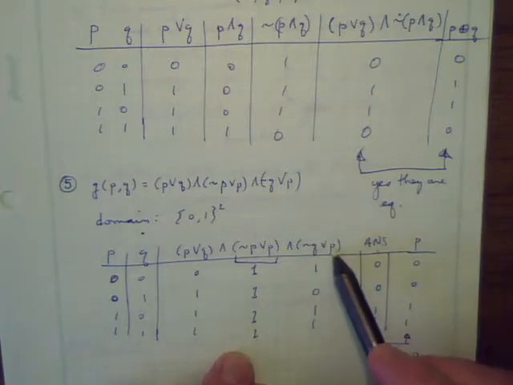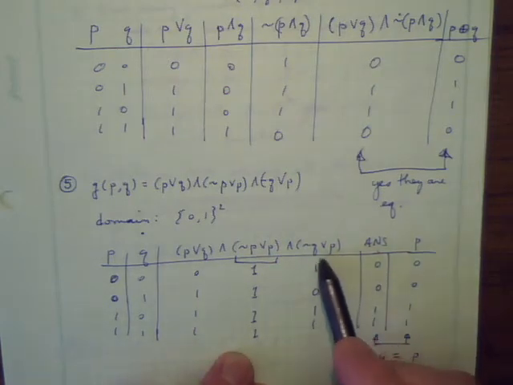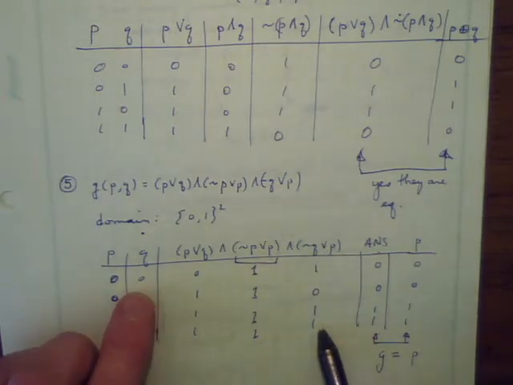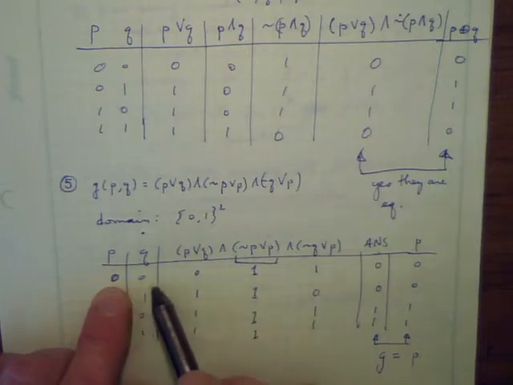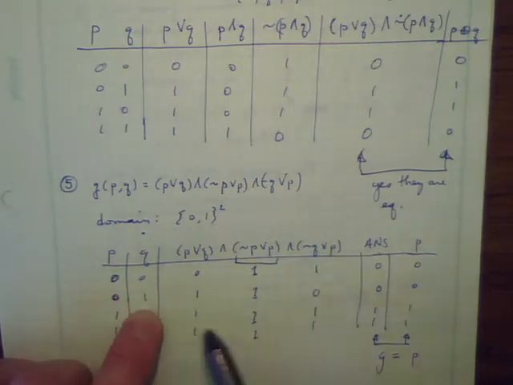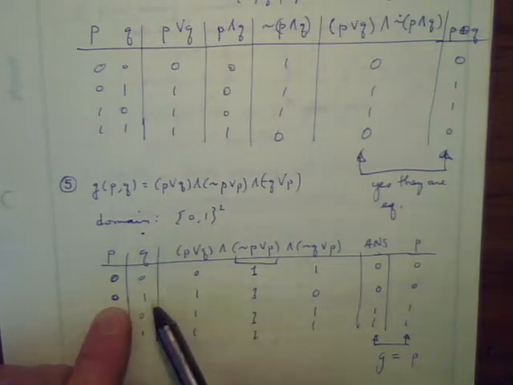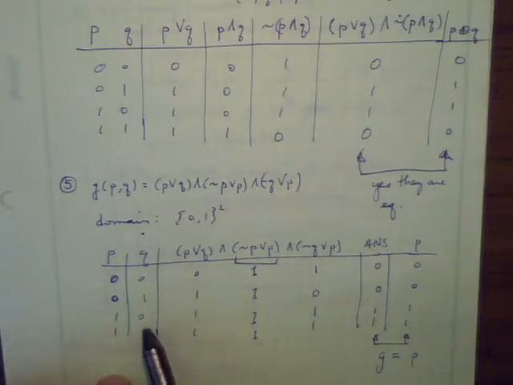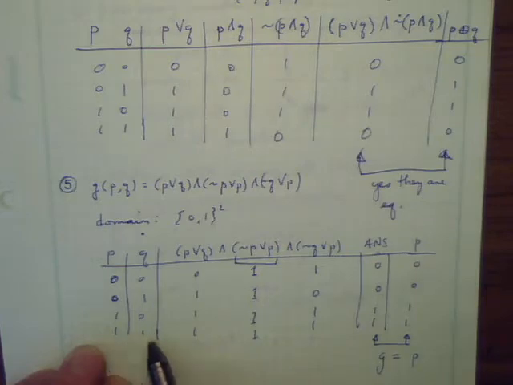Not Q or P, I'm doing a little bit in my head on this column and saying not Q is a 1 or a 0, and that gives me a 1. Not Q is a 0 or a 0, and that gives me a 0. Not Q is a 1, so I get a 1, and not Q would be a 0, but P is a 1, so the OR gives me a 1.